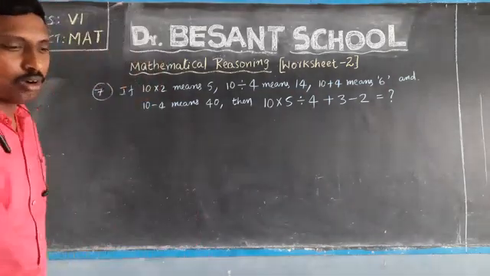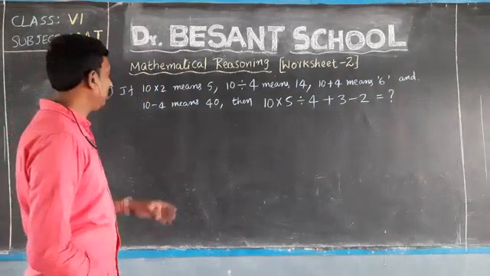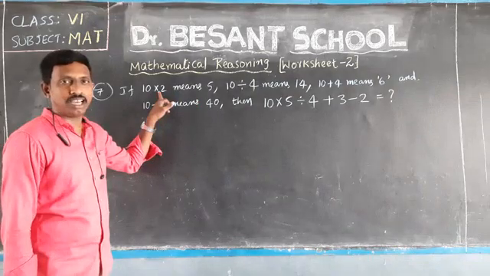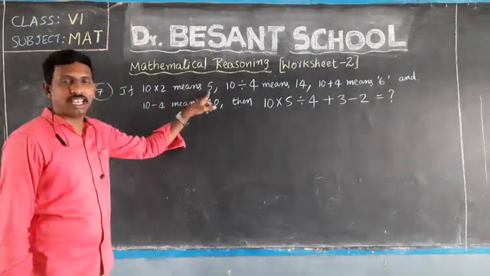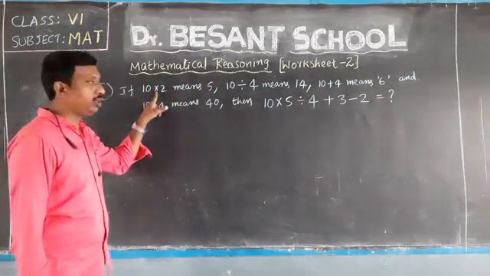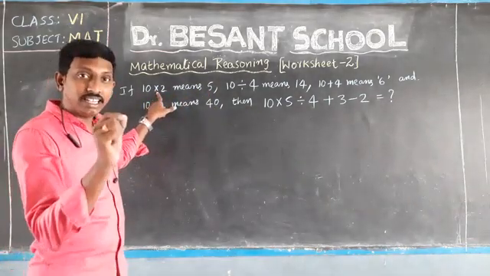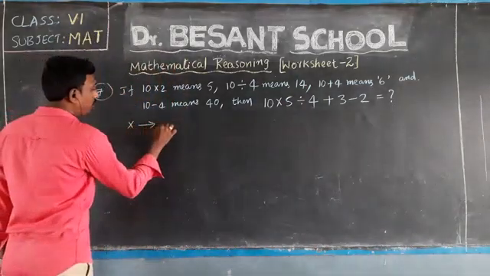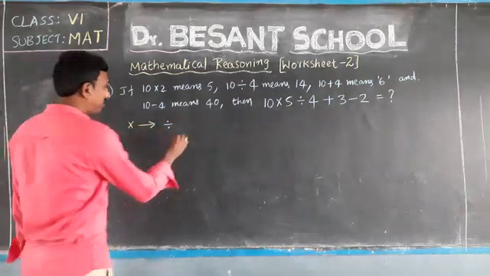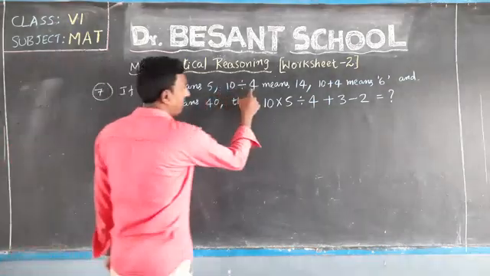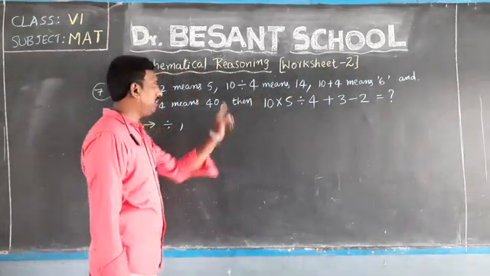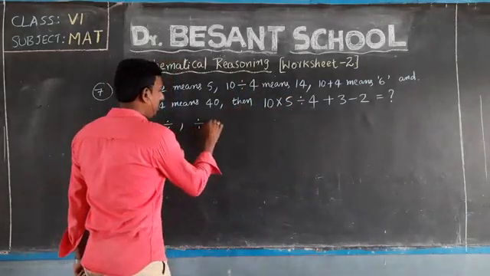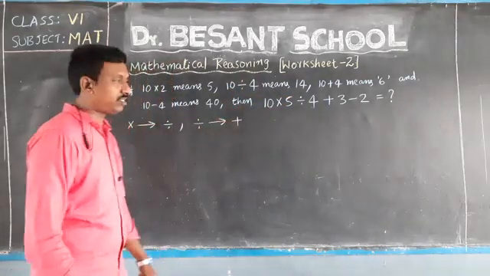So if you have a look over this, you can easily understand: 10 into 2 means 5. 10 into 2 actually how much? 10 2s are 20. But here 10 into 2 is given as 5. That means here into is used as divided by. So that is to be understood in this problem. Into is to be used as divided by. Next, for one some more. 10 divided by 4 means 14. That means here 10 plus 4 is equal to 14.